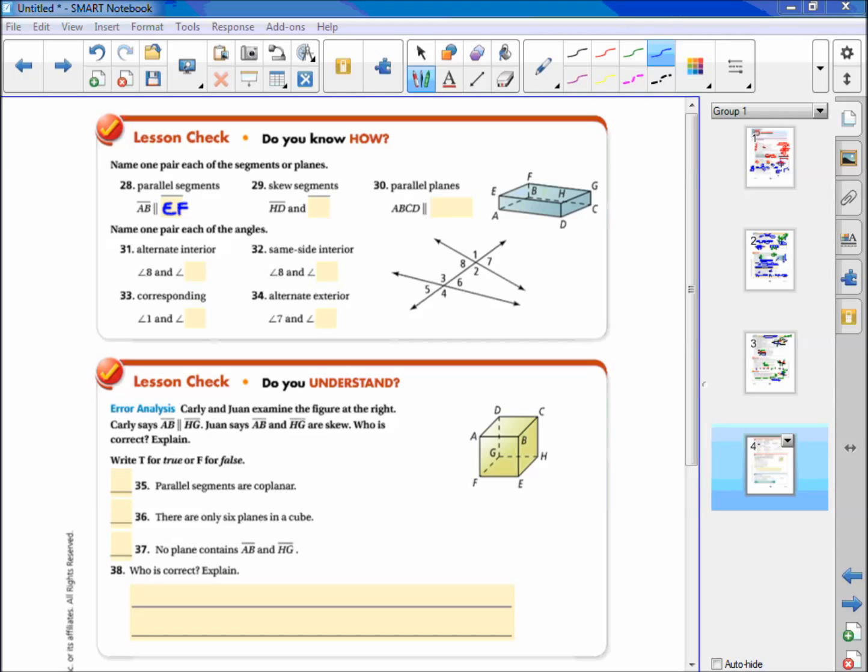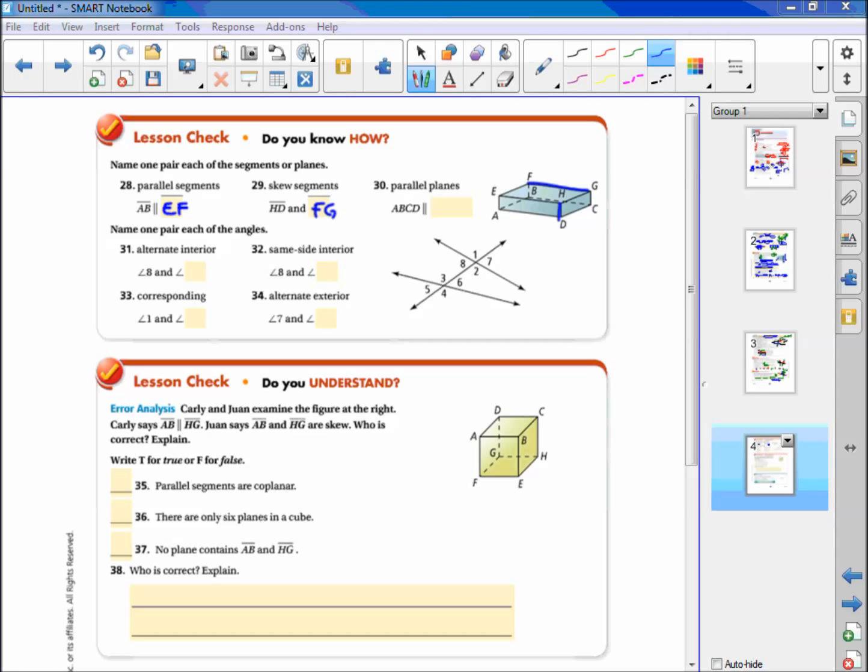Skew segments. We want to know who is skew to HD. So skew, let's see, it's going to have to go the opposite direction. So it can't be CG or FB or EI. They're all going straight vertical. So it's got to be horizontal ones. And the horizontal EH doesn't work. It's in the same plane. But FG would be okay, and so would BC. So I'm going to go with FG. Okay, but you could put BC there.